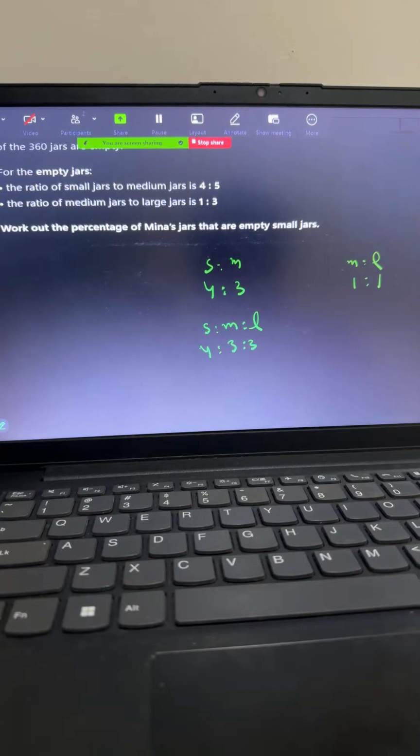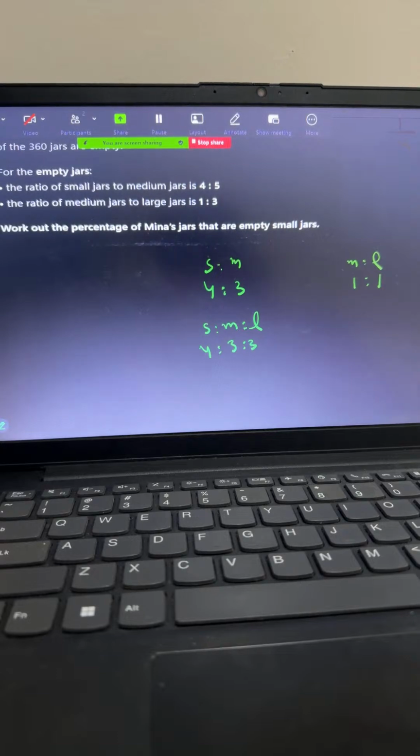Can you calculate the exact number of the jars that are small? How are we going to calculate that? I think we times each ratio by 10. Why do you think we need to times? Because if we times each one by 10, then we'll get 40 and then 30 and then 30. But there are total 90 jars.